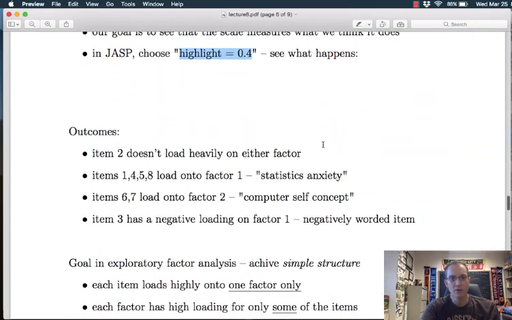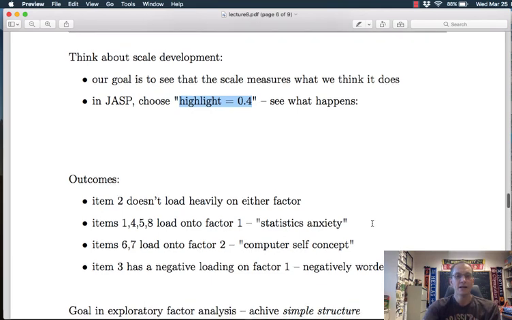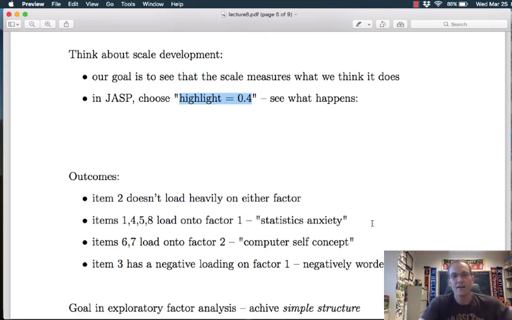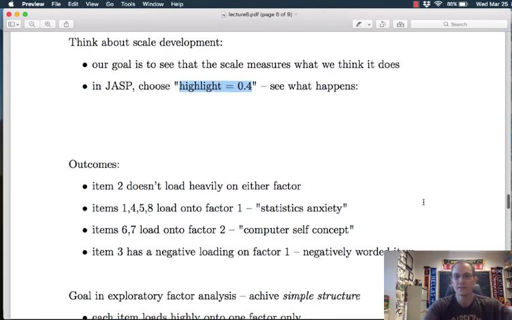So in terms of scale development, these are the outcomes that we just saw. We saw, again, to recap, item 2 doesn't load heavily onto either factor. Items 1, 4, 5, and 8 load onto factor 1, which we might call statistics anxiety. Again, we're making that up, right? We think, due to the face validity of these items, that those items are related to statistics anxiety. Items 6 and 7, again, appear to load onto something completely different, another factor which we might call computer self-concept. And then item 3 loads onto factor 1, but negatively. That's because it's a negatively worded item. There's nothing wrong with that. It's just that you're seeing that in the factor analysis.